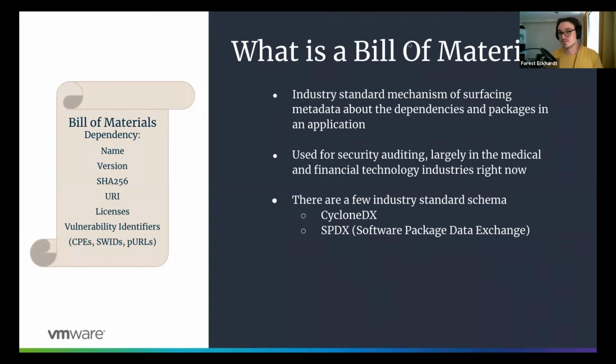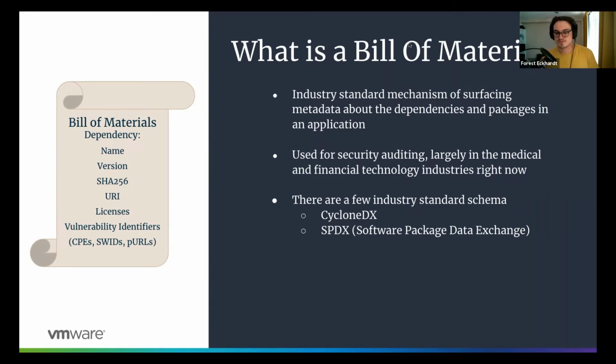A bill of materials, since I've been throwing that term around a lot, let me actually define it for you, is a formatted file with a list of all of the packages or dependencies that an application uses. On the left, you can see that we have a small little toy example to play around with. And there we have some information like the name of the package, the version, the SHA, the URI. And then we have two special fields, licenses, which are a specially formatted field in most bill of materials, and then vulnerability identifiers.